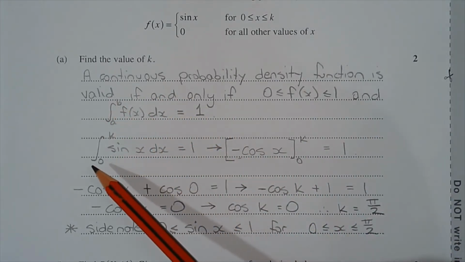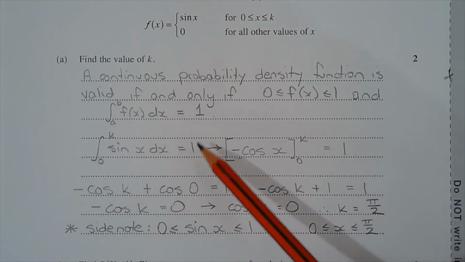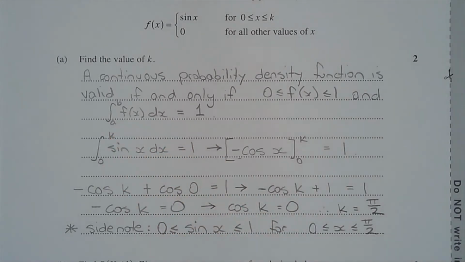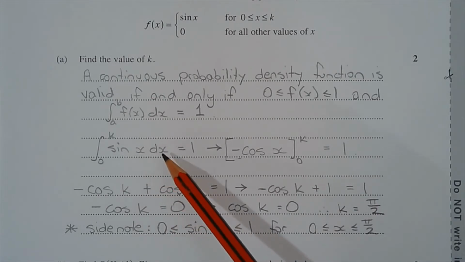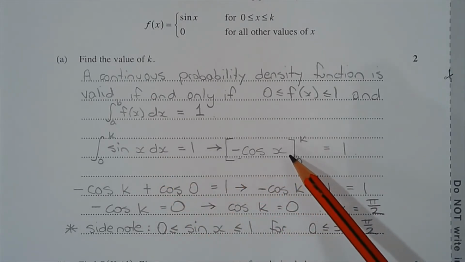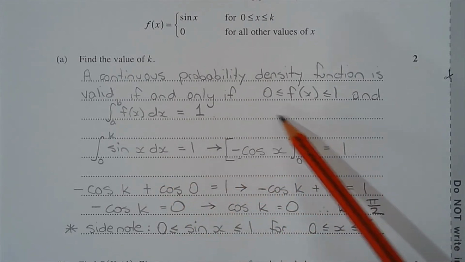Now the integral from 0 to k of sine x dx equals 1. We want to solve for k. The integral of sine x with respect to x is negative cos of x, and the limits are from 0 to k, and that expression equals 1.